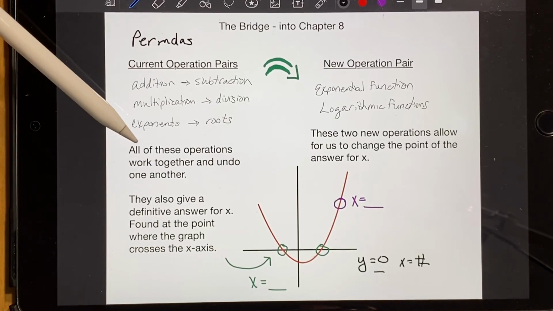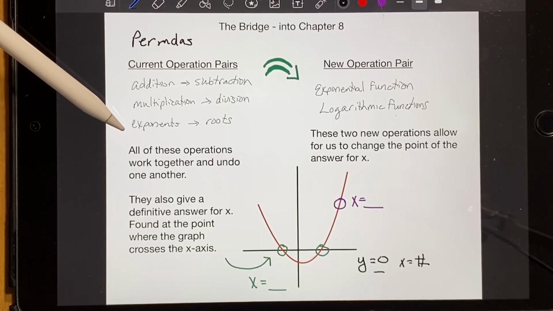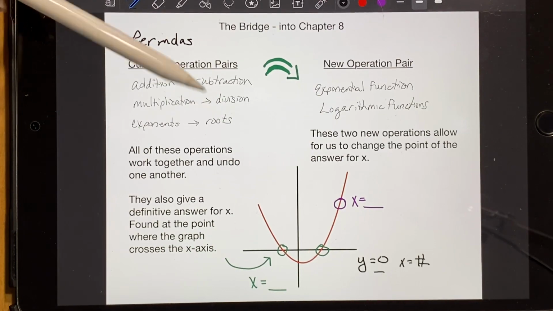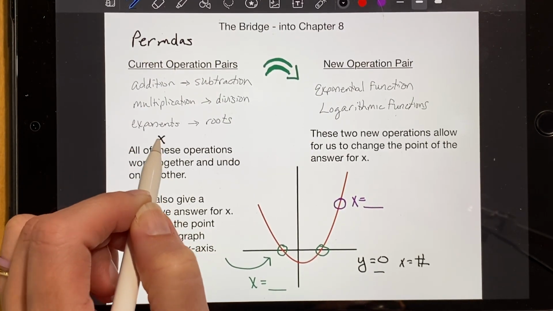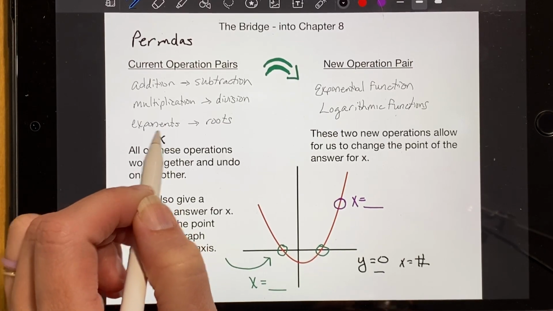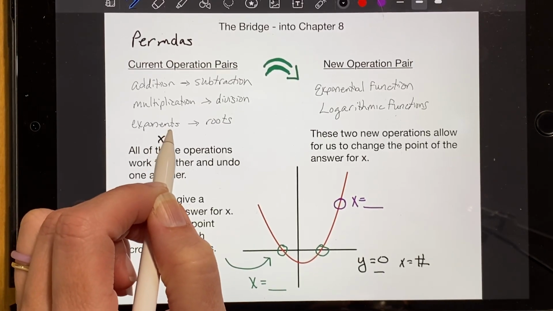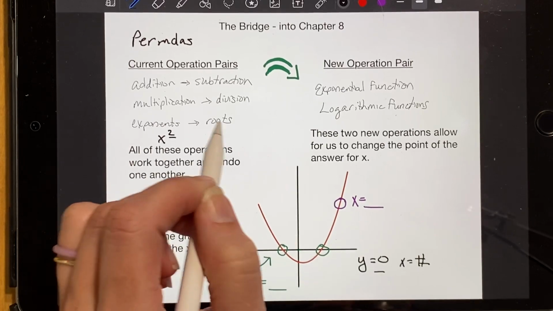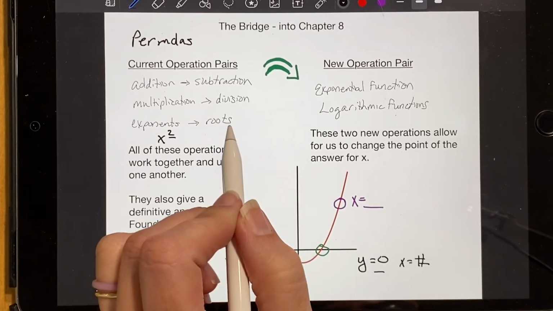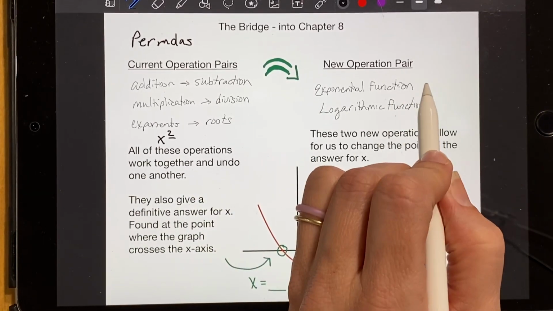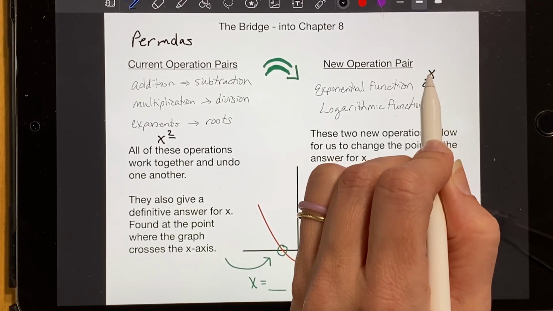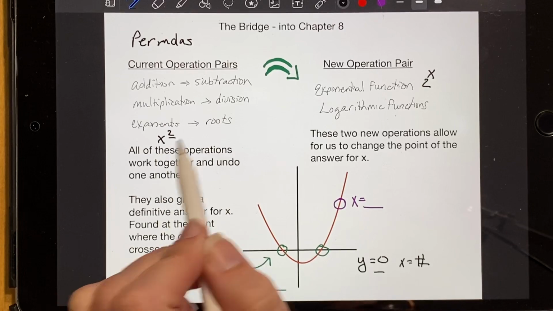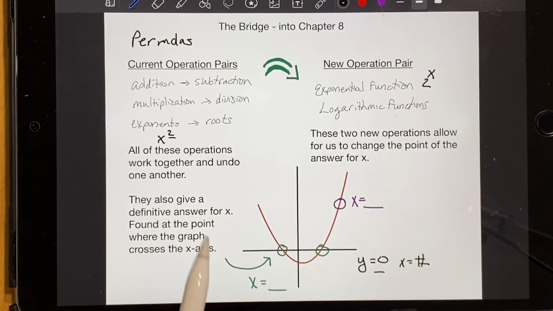So you might say, well, Ms. Thomas, we already learned about exponents, and exponents have the opposite of roots. True. This is when our exponent is known and our base is unknown. Then we know how to take the root of it. What we are moving into is when our base is known and yet our exponent is unknown. Because we need to know how to solve for x in all spaces.